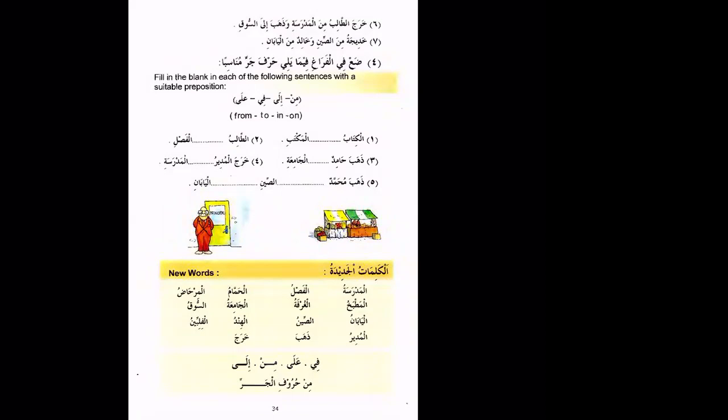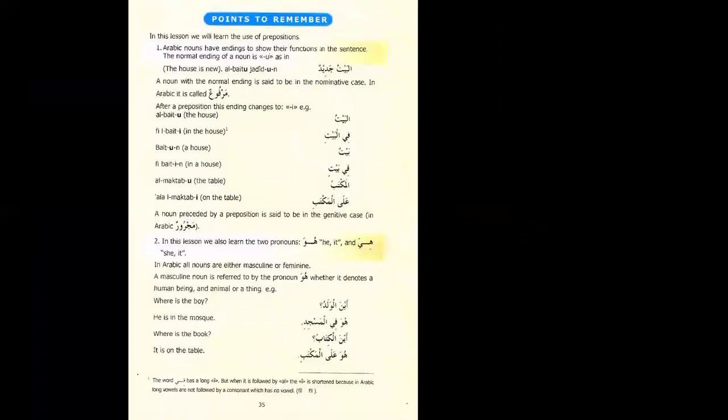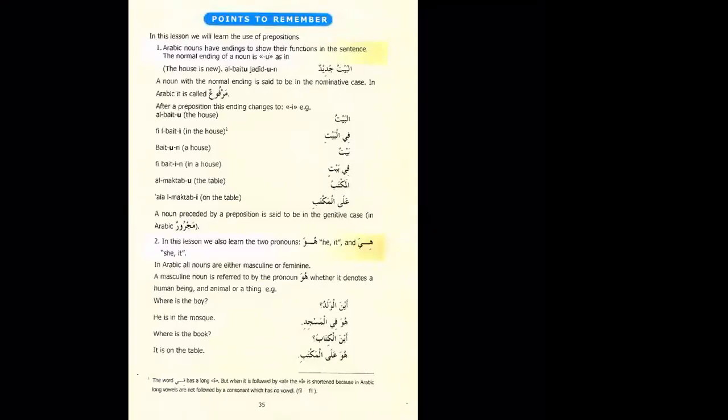And then, as we said, fi, ala, min, and ila, which are among the huroof al-jarr. Inshallah, further on we'll learn more about huroof al-jarr. But for the time being, it's enough to know that there are prepositions and they change the word from having dhamma at the end of it to having kasra at the end. So, fil bayti, ala al-maktabi, so on and so forth.